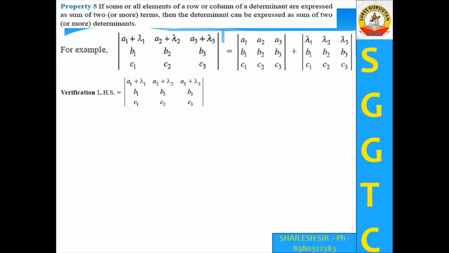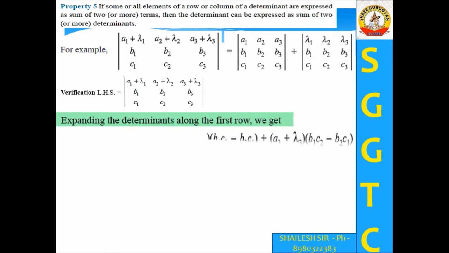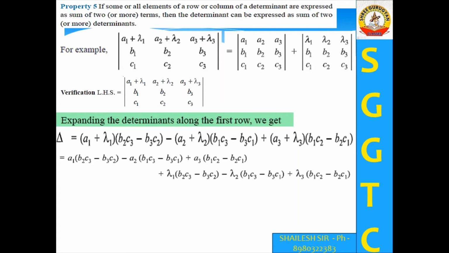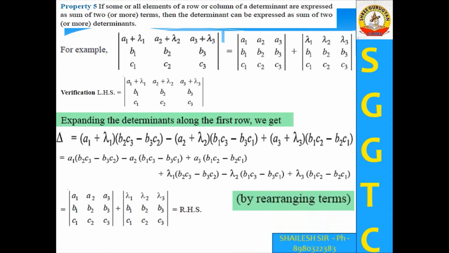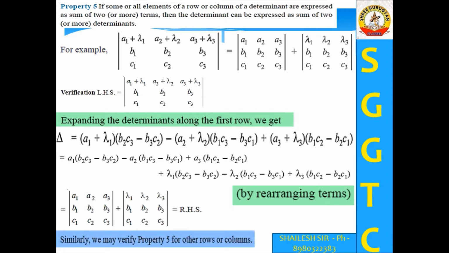Students, this property is also explained in a total of 6 ways. Meaning R1 wise true, R2 wise true, R3 wise true. Otherwise, column 1 wise true, column 2 wise true, and column 3 wise true. It means it is proved in 6 ways. Here I explain only first row wise. Look at that. The plus is given, so you write both separately. Students, one more time I explain: this a1 plus lambda 1, both are separated in the first case. Similarly, look at that, a2 plus lambda 2 separate.